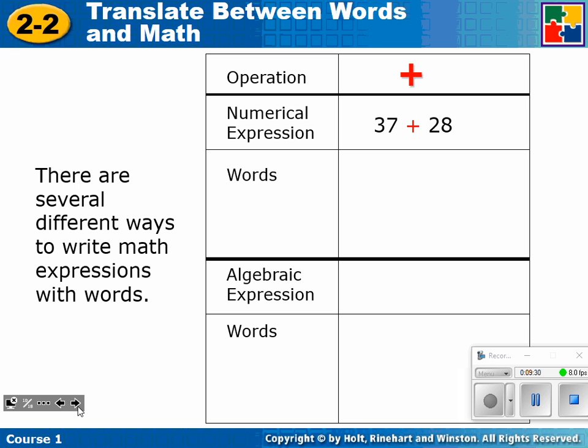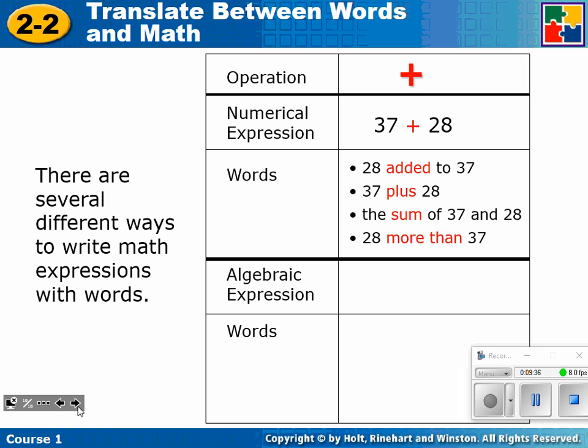Okay? You're going to be asked, write this in 3 different ways. And those are the ways you're going to have to do it. So we got 28 added to 37, 37 plus 28, the sum of 37 and 28, and 28 more than 37. Okay?